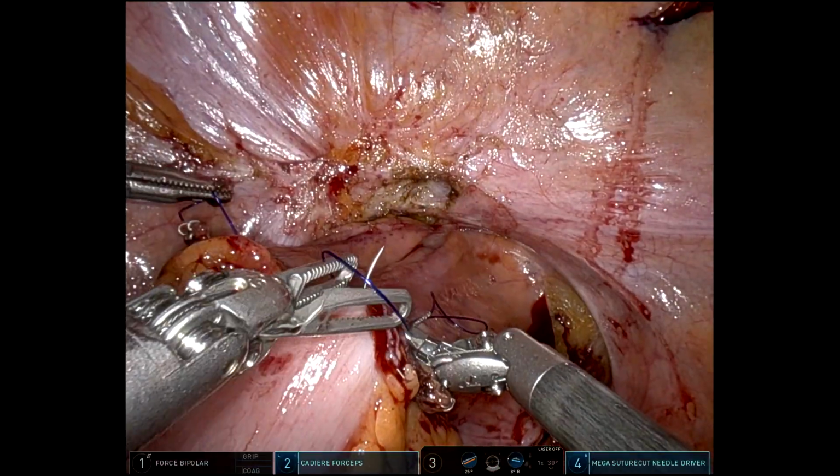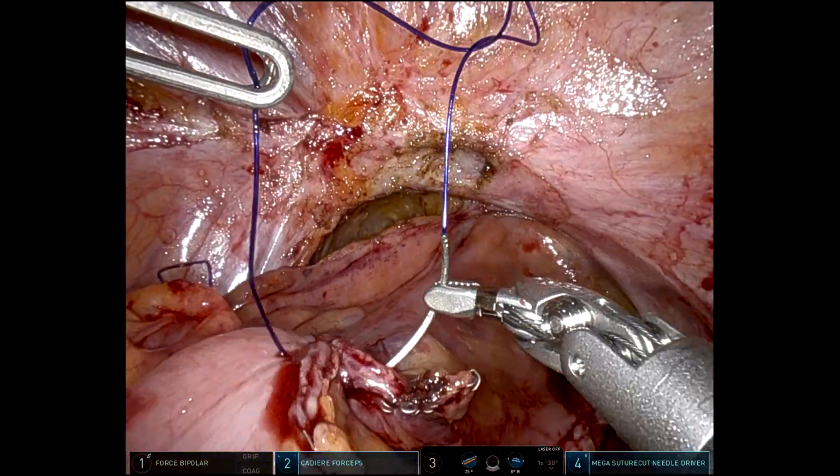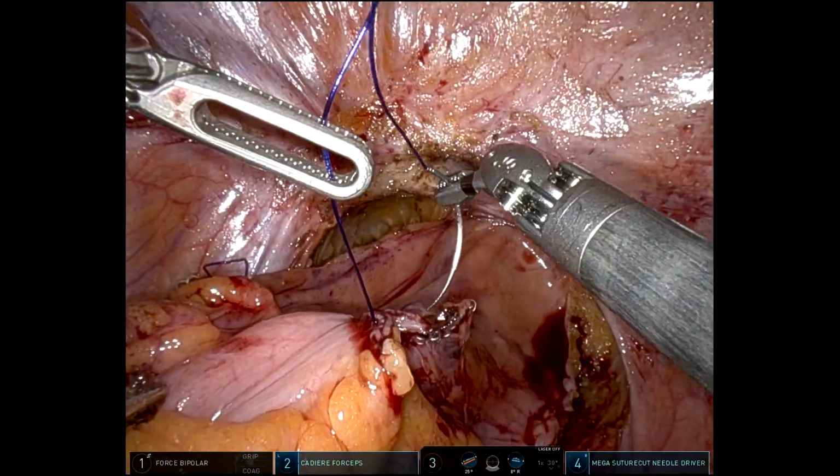I will leave the anterior peritoneal reflection alone. And now I'm going to sew my anastomosis. So this is the back row of 2-0 PDS.